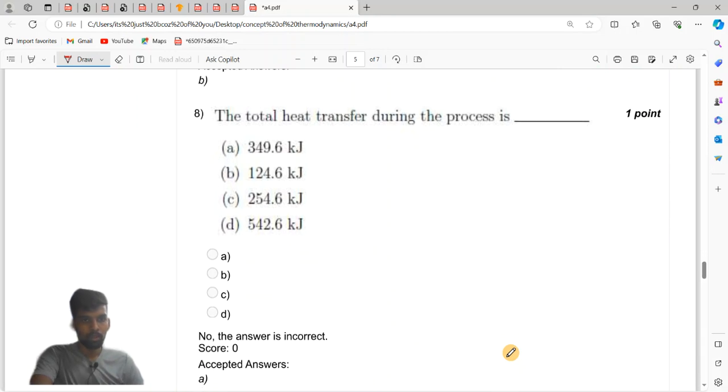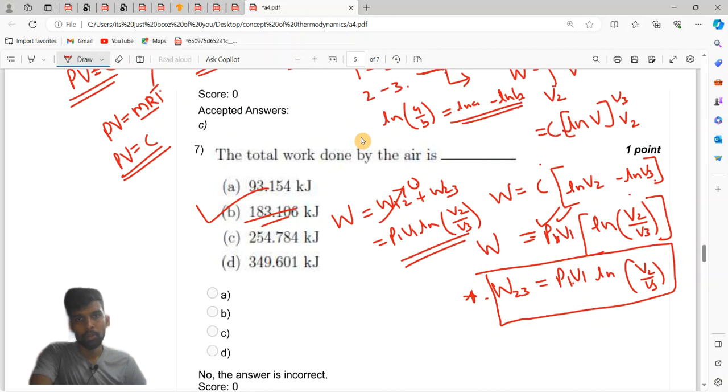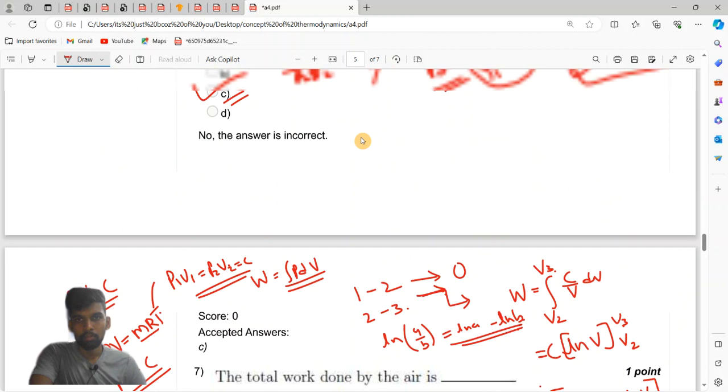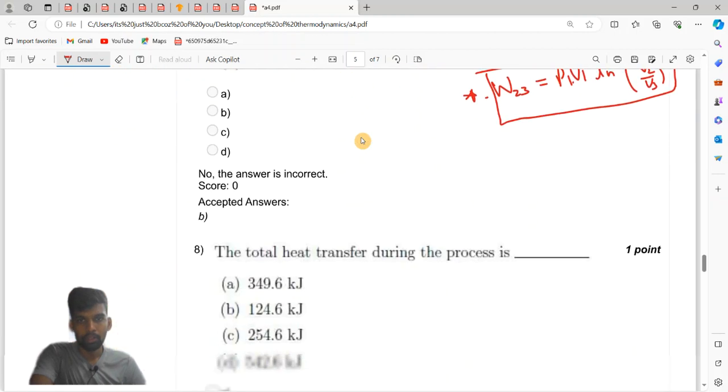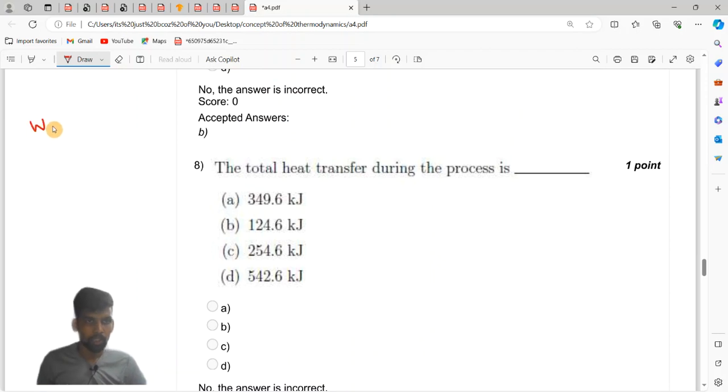Now coming to the 8th question: total heat transfer during the process. The work done that we got is work done by the air, meaning work done by the fluid or the air in the cylinder on the surroundings. How? Because the air is expanding. In expansion we get work done by the system.